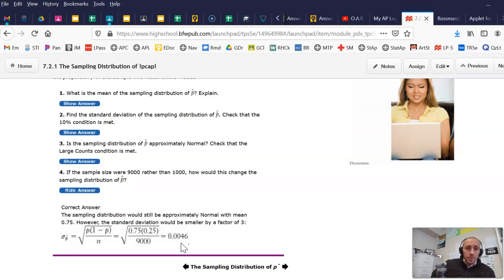If the sample size was 4,000 instead of 1,000, then the standard deviation would be half the size. If it was 16,000, the standard deviation would be 1/4 of the size.